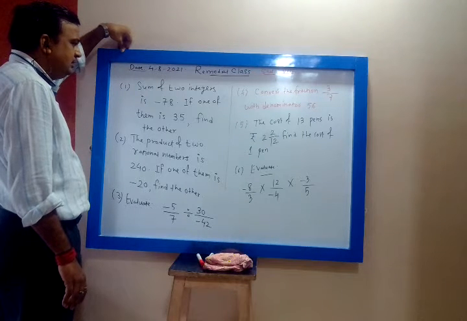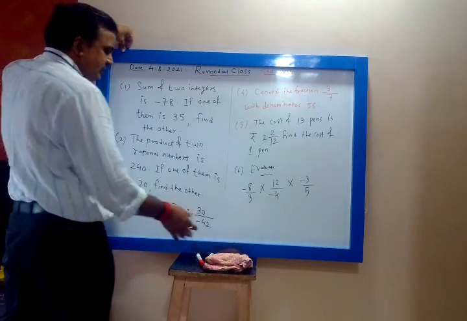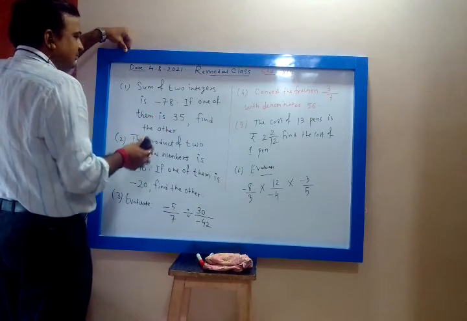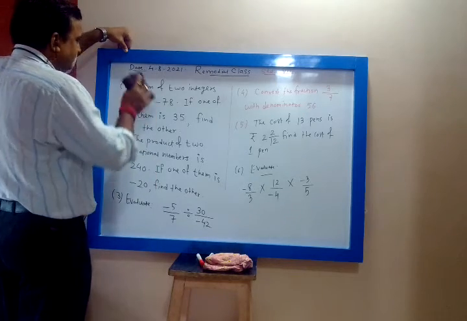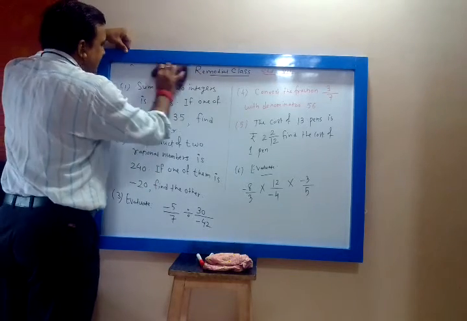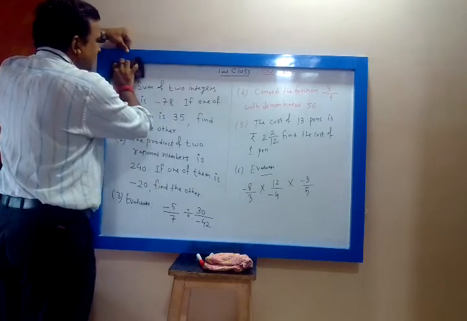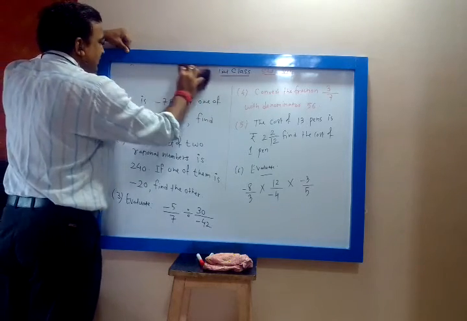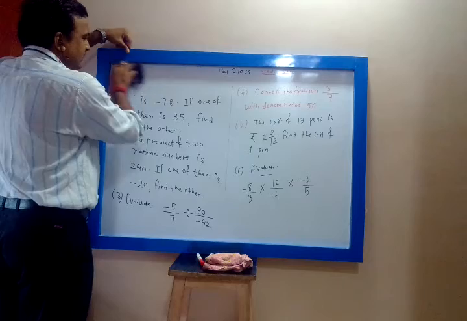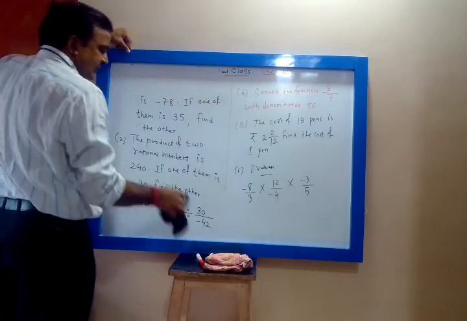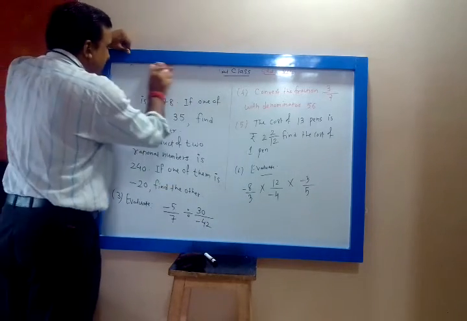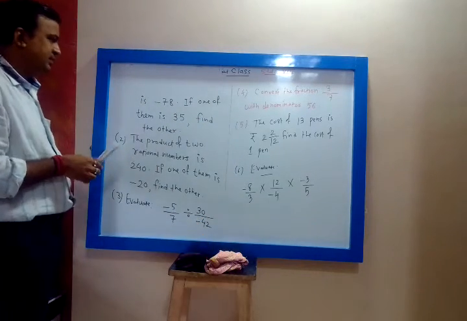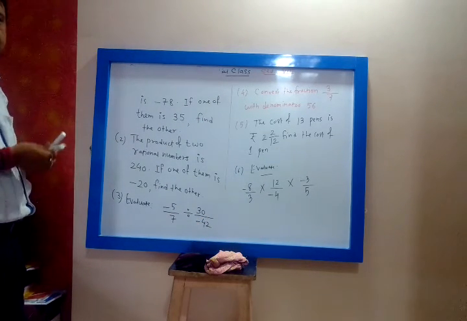Minus 43 is absolutely wrong answer, my dear. The sum of two integers is minus 78. If one of them is 35, find the other. My dear, you go by the rules. Sum of two integers. So let me discuss.